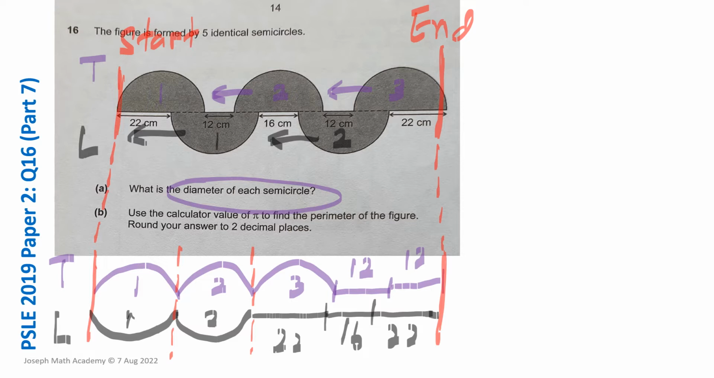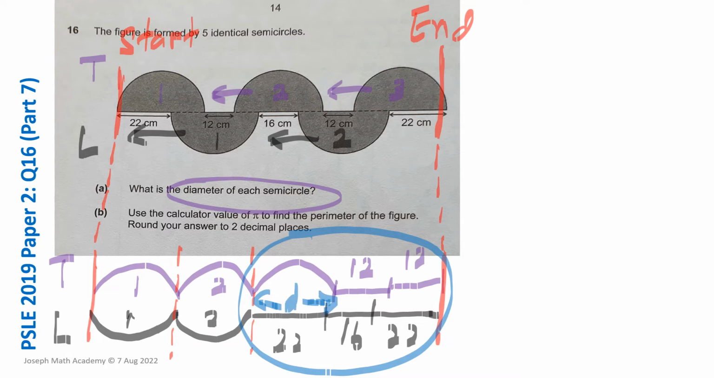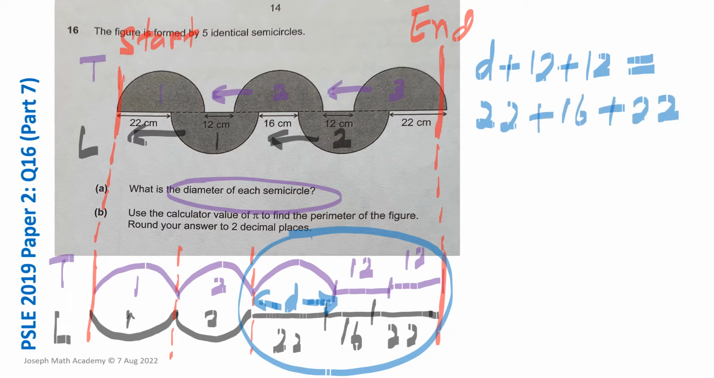Now looking at this, straight away we can confirm that this part over here is easily done. So we just treat this as the diameter. I'm going to use D to represent. Let me remove the 3. So this is the diameter of the third semicircle. So diameter plus 12 plus 12, this is the top layer, must be equal to 22 plus 16 plus 22. So this is an expression that we all ought to know.